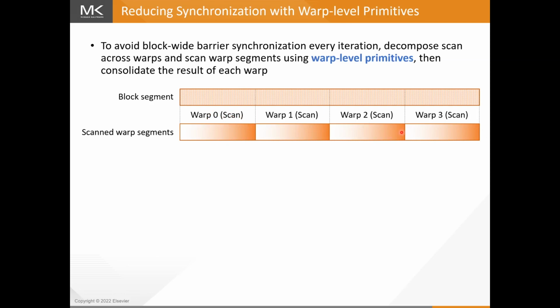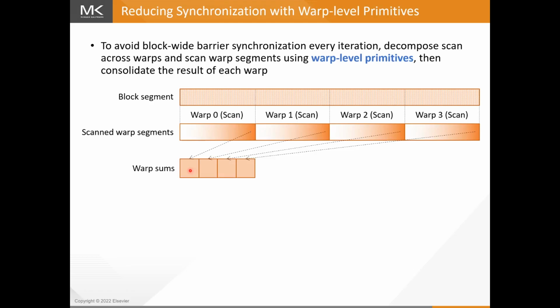Well, it's a reduction, but for warp 2, I'm going to add the sums of warp 0 and warp 1. Someone said scan, right, it's a scan, you're right. Somebody mentioned in the chat, it's another scan, exactly. So what we're going to do is combine the sums of each warp. Every warp is going to contribute the sum of all its elements.